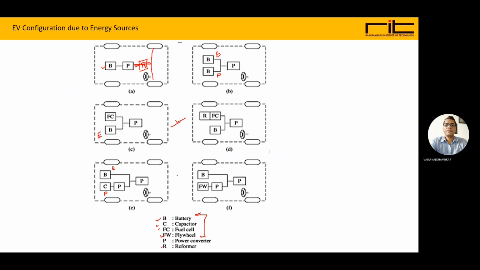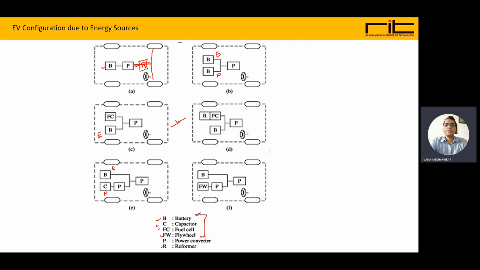Now the last combination is battery and flywheel. So the flywheel will be used for a short duration, as in the earlier combinations, where the battery was combined with a supercapacitor, with another battery, and with a fuel cell.